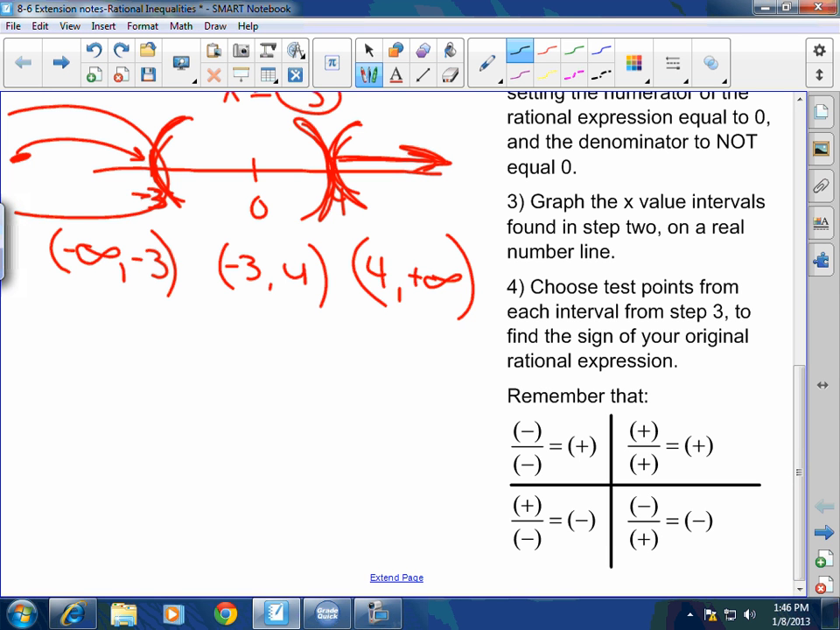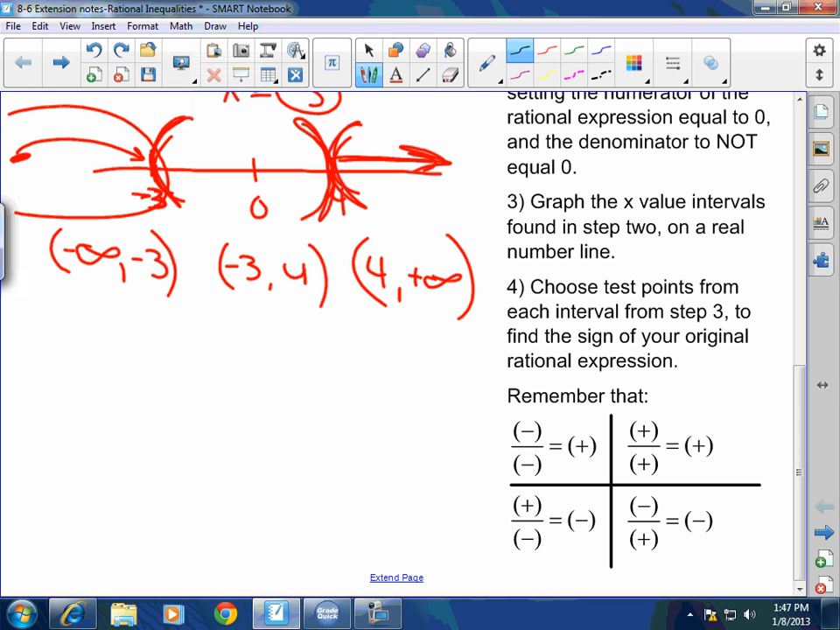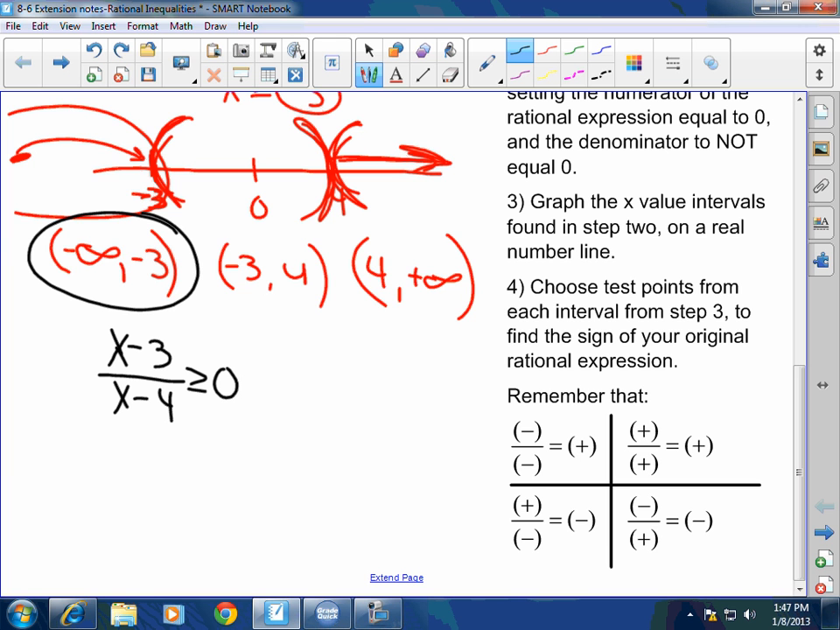In this first test interval of negative infinity to negative 3, let's go ahead and use it. Remember that we're working with two things: the numerator of x plus 3 and a denominator of x minus 4. We're going to use these for each one of these test points. In this first interval, give me a number within negative infinity to negative 3. Okay, negative 4. When I put negative 4, negative 4 plus 3 over negative 4 minus 4. That's going to be negative 7 over negative 8, but isn't that answer going to render me a positive? So that works. Anything in that interval works, because I'm looking for a positive.